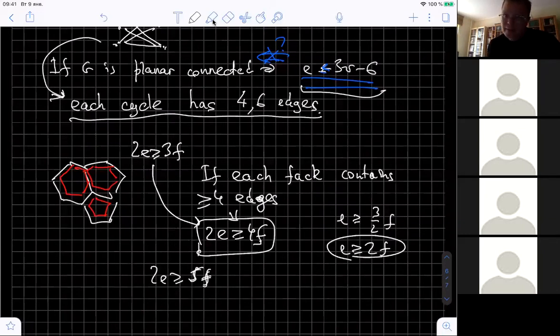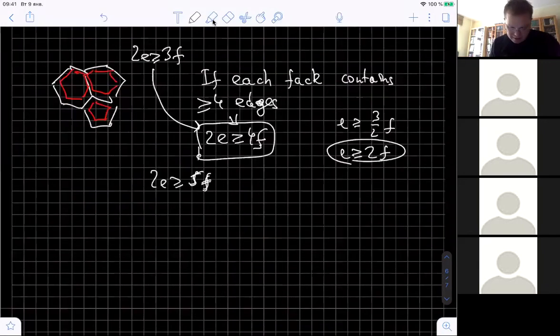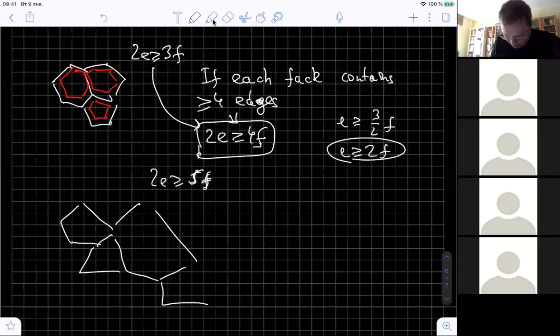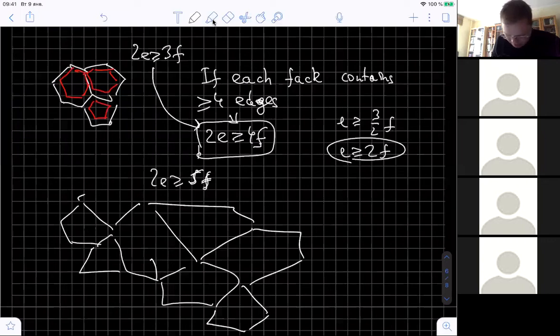Sir, please, can you do it with this diagram that you drew on the left? So this diagram has 4 faces. Maybe I can draw a bigger and more complex diagram so you can see it. So I have a big planar graph, and each face contains more than, for example, 4 edges. So if I look at the edges on the border, there will be at least 5 of them.